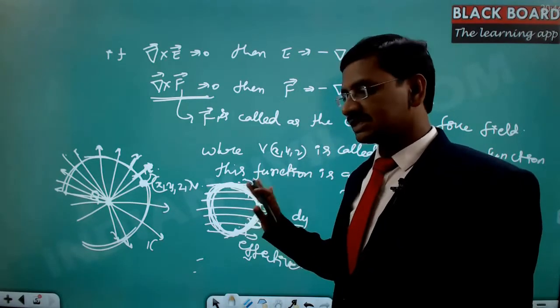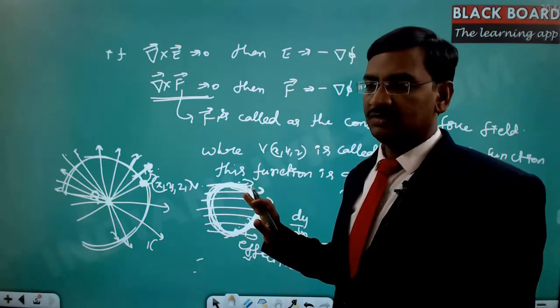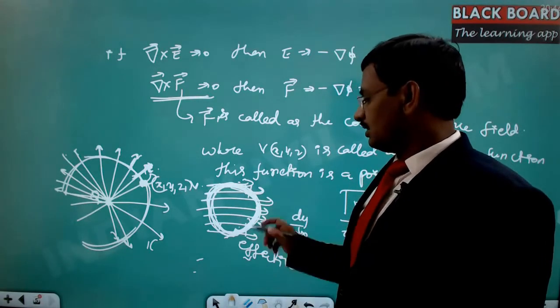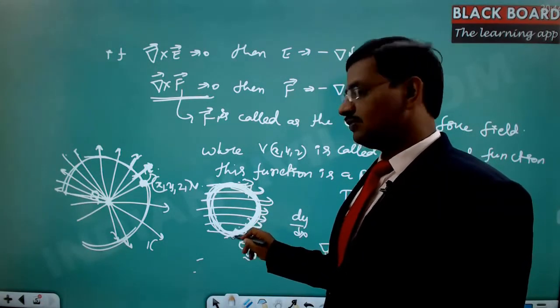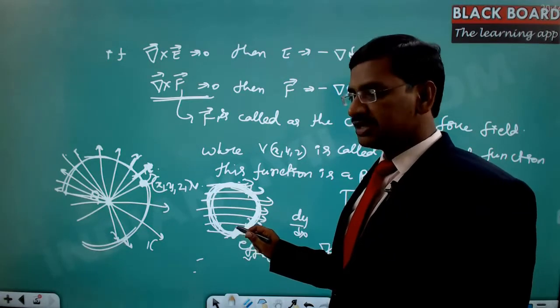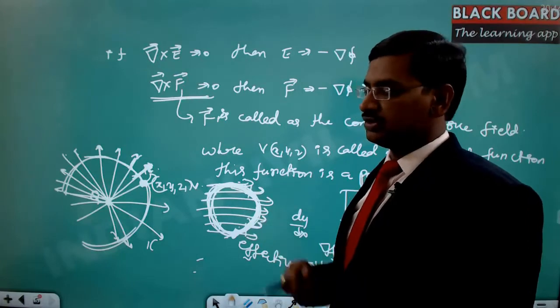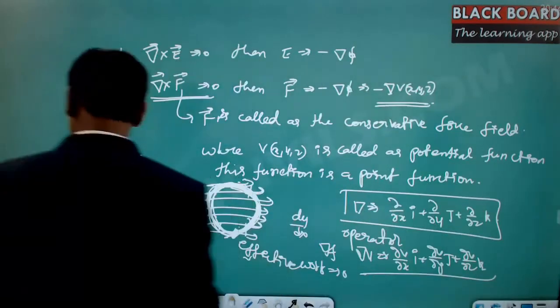Right? And this kind of force field is called the conservative force field. Now the point function, meaning the amount of the field or the amount of the potential at this particular stage, is just dependent on this particular position. Now let me explain that in a little bigger way.